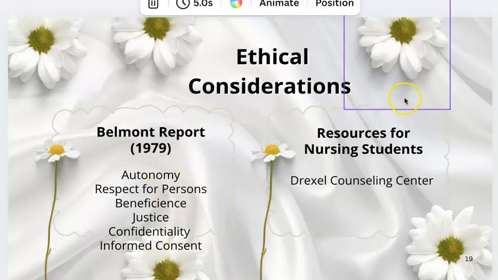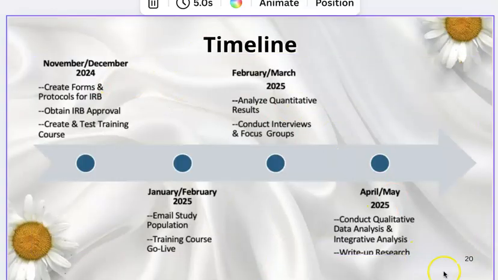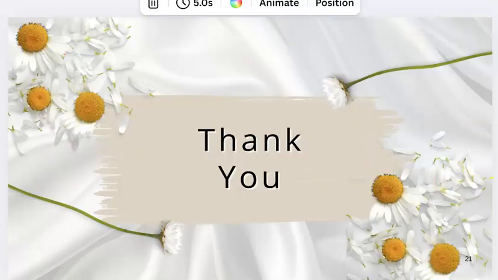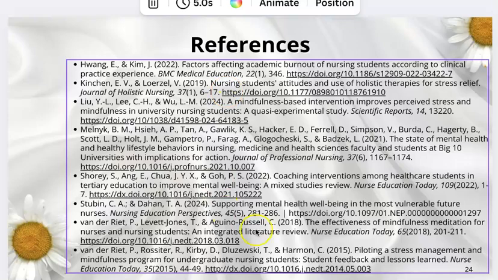The other thing was, we were talking about stress and stressors, so I needed to make sure that I had resources for the students through the counseling center. It was an ethical consideration, because I was going to be asking them some questions that may have brought up something they needed support for. So those were some ethical considerations. And then you can see there's a timeline involved, etc. And then I did have my references. It's not the greatest and easiest to read in Canva, but you can see all of these different references.